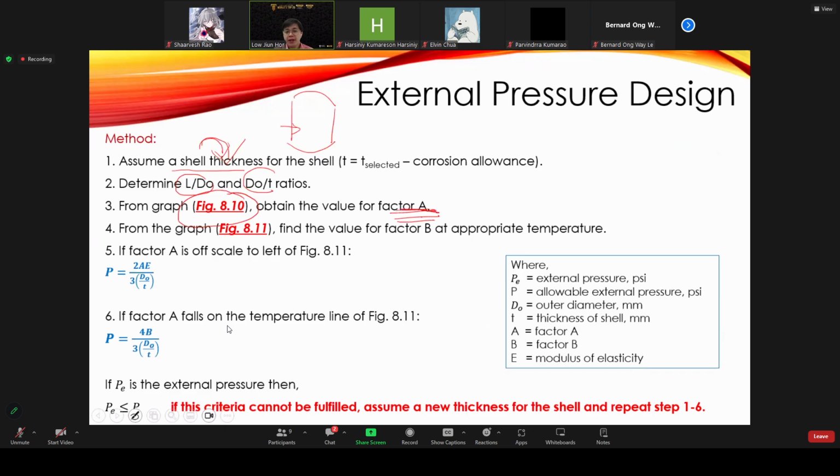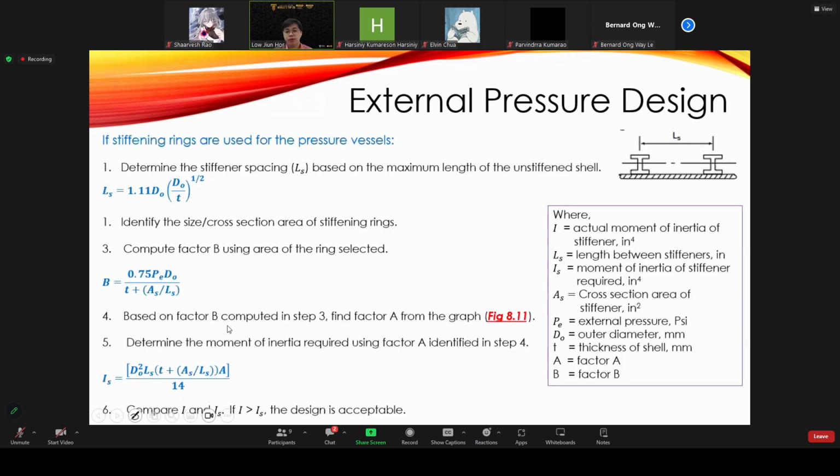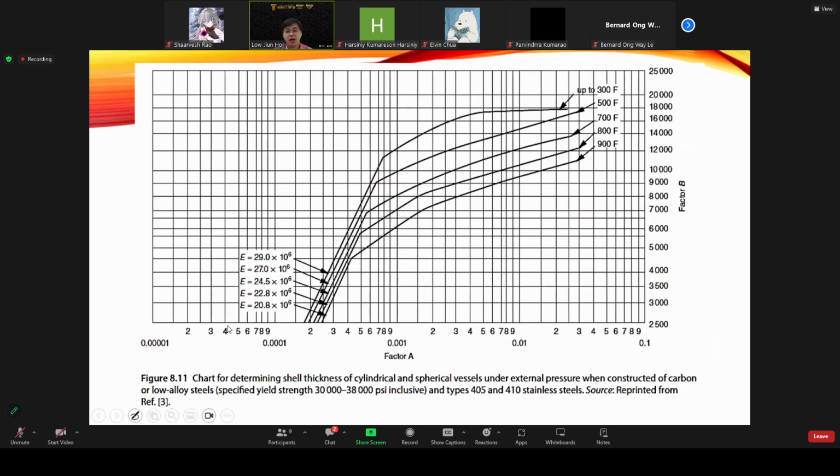Once you already determine the factor A, now you need to proceed to figure 8.11 to determine our factor B. Where is the graph of figure 8.11? This one. The graph here will also be provided.